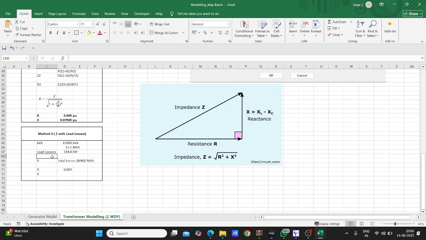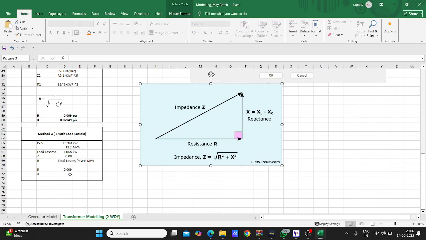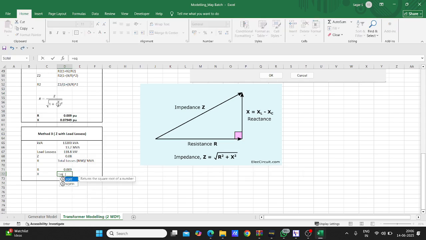Z is equal to the square root of R squared plus X squared. We have a value of Z, Z is equal to 8%, right? Yes, sir. So I know the value of Z here, and then I know the value of R, so easily we can calculate X. X is equal to the square root of Z squared minus R squared. I can get the value easily. That's it. Simple methodologies.